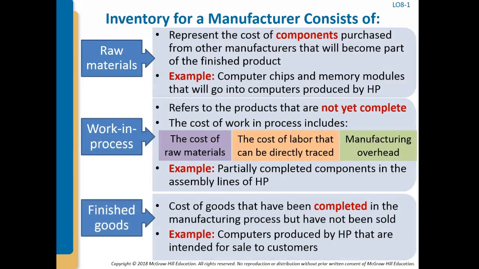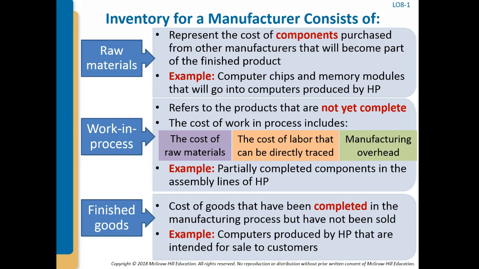So raw materials are the cost of components purchased from other manufacturers that will become part of the finished product. For example, Hewlett-Packard's raw materials inventory includes semiconductors, circuit boards, plastic, and glass that go into the production of personal computers. Work in process inventory refers to the products that are not yet complete.